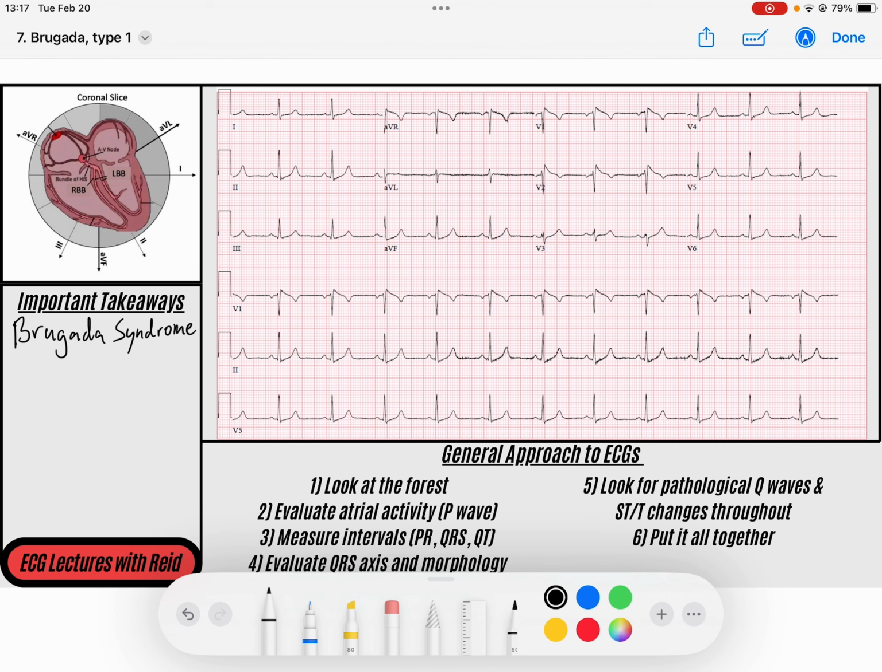Today we're going to be going over a common ECG finding that can describe a syndrome called Brugada syndrome.